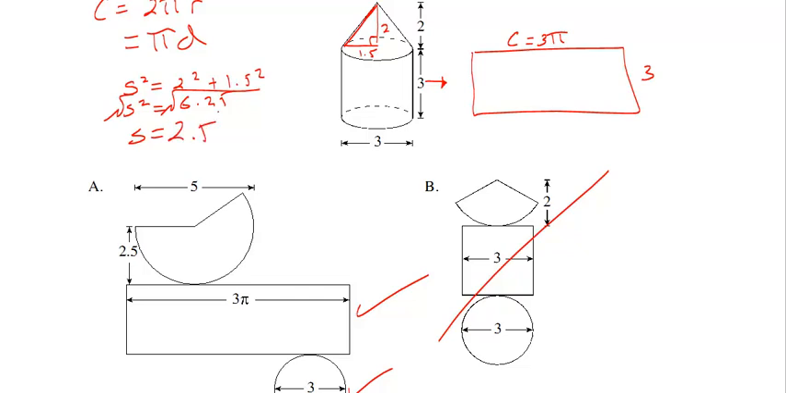And so what does that mean? Well, that means if you were to unfold this thing, the actual height that you'd have for this figure, like so, would end up being 2.5. You'll see that that matches nicely with A.